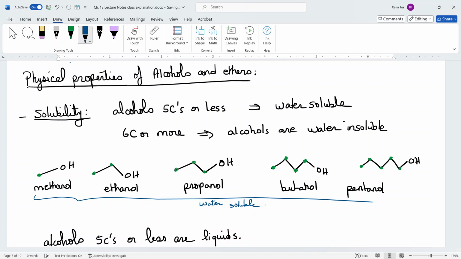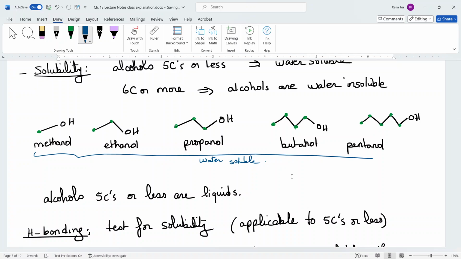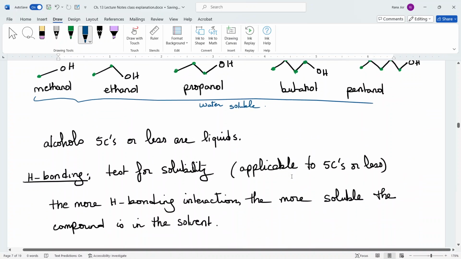Now, all of these alcohols that are 5 carbons or less are considered to be liquids. Above that, 6 carbons and more, they range between solids or liquids. It depends on the type of the alcohol that you are working with.